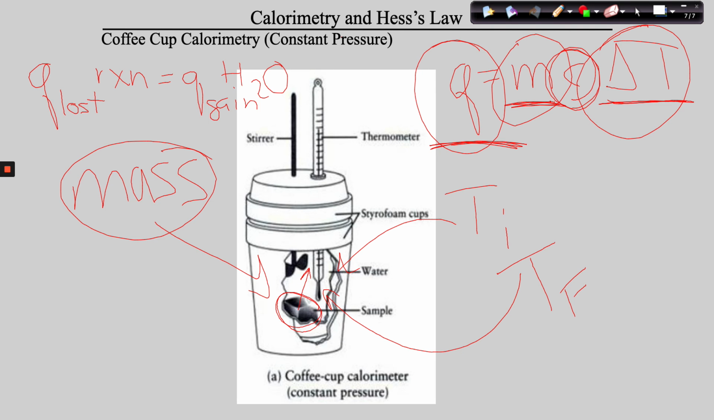This equation is sufficient because the energy, in this case, that is lost, exothermic, the energy that's lost by the reaction is equal to the energy gained by the water. Can I get an amen? Okay. This is what you need to know for the AP test, but we can do it better.